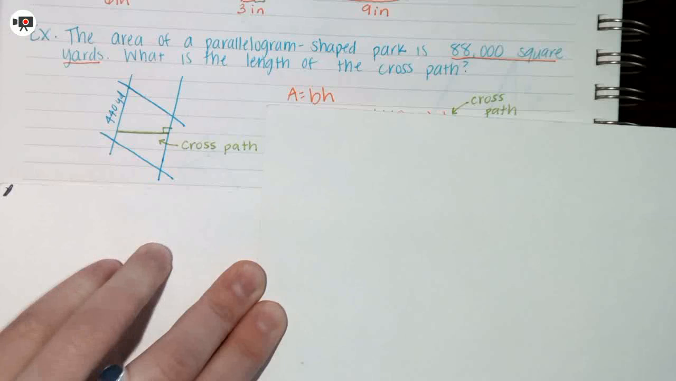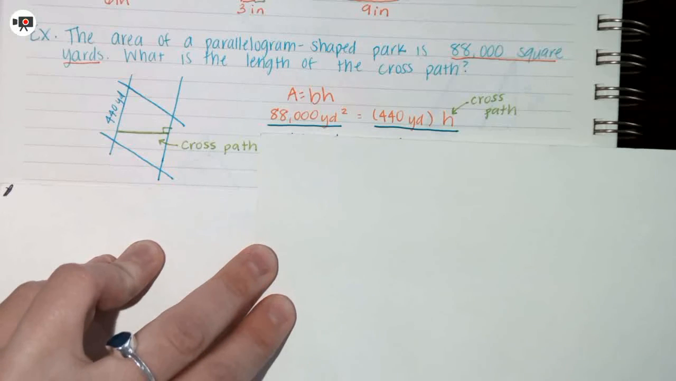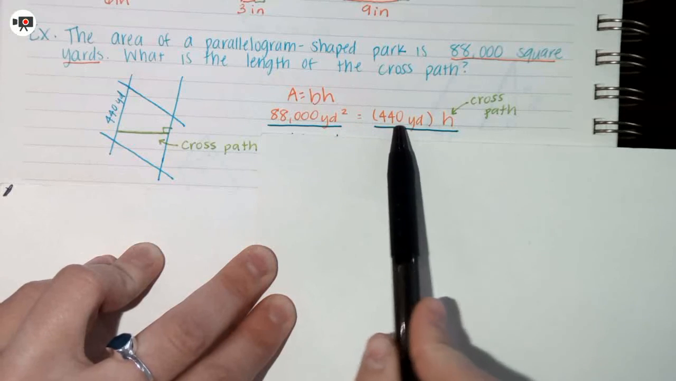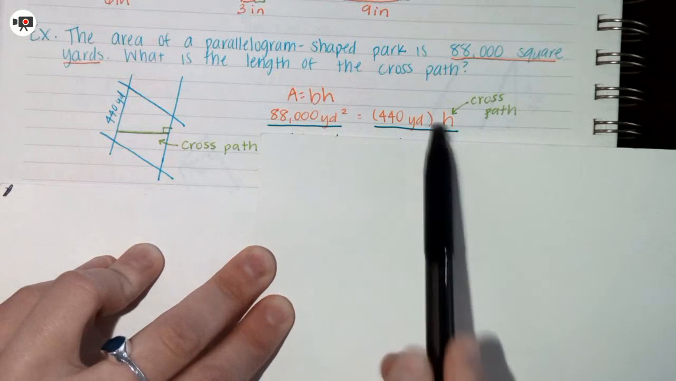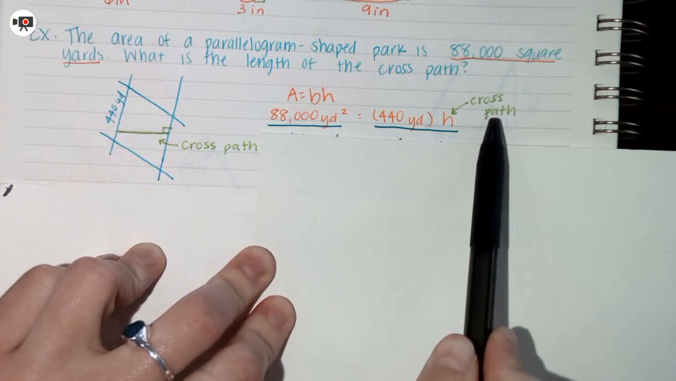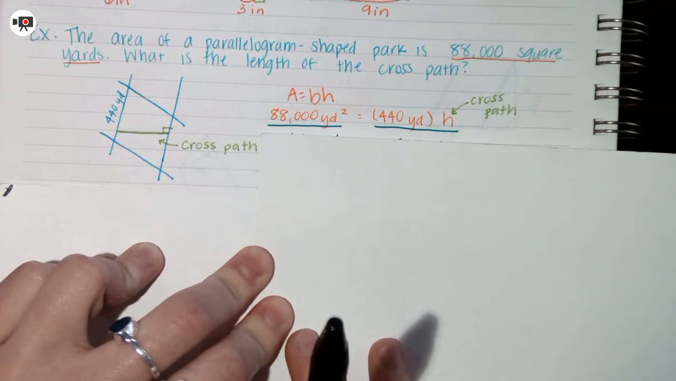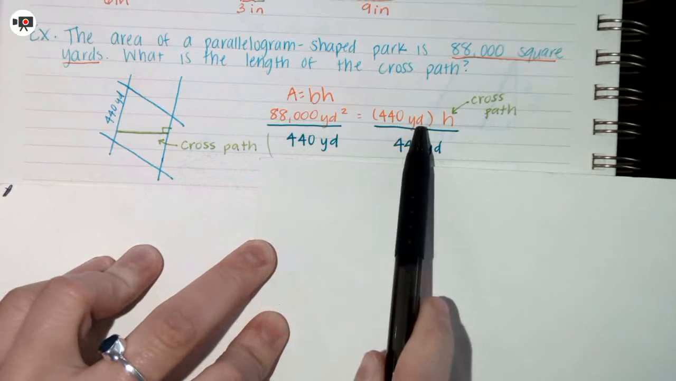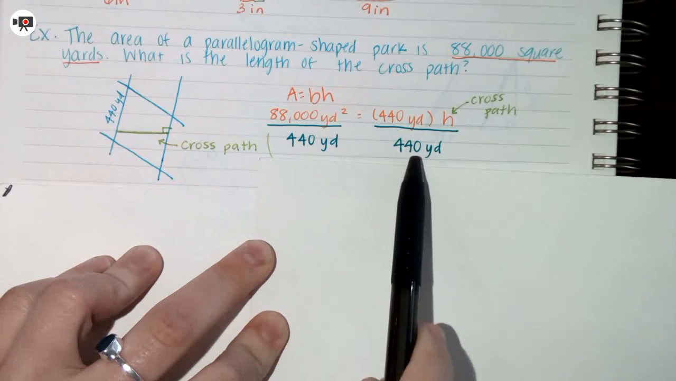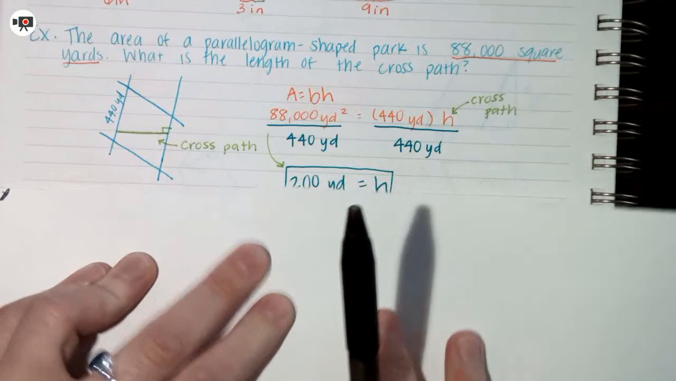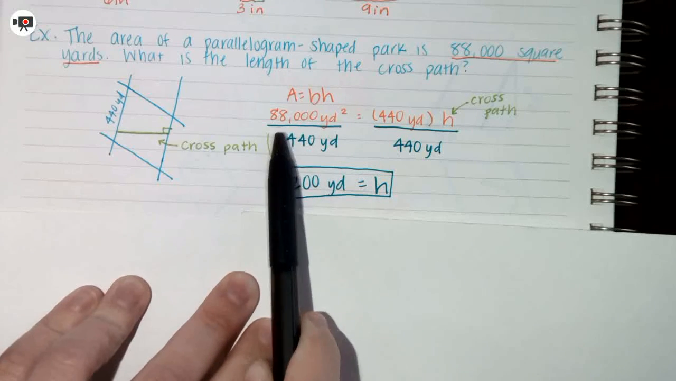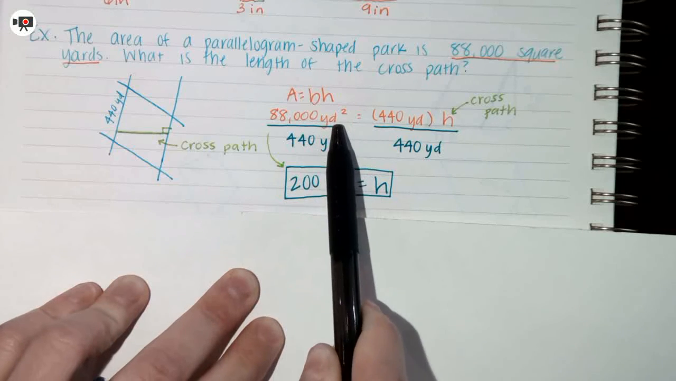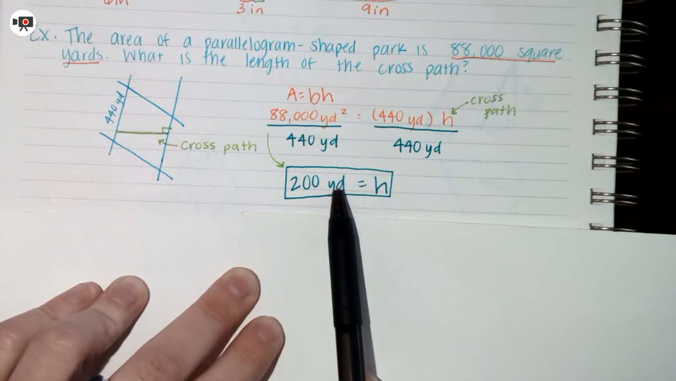So starting with my formula, I plug in the information I know. I have 88,000 square yards is my area, and 440 yards would be the base. And h here is going to be my cross path. So I'm looking for h. I need to get h by itself, so I'm going to divide each side by 440 yards. This will be 1 times h, which is h, and 88,000 divided by 440 will give 200. I have yard times yard divided by yard, so that leaves 1 yard left.